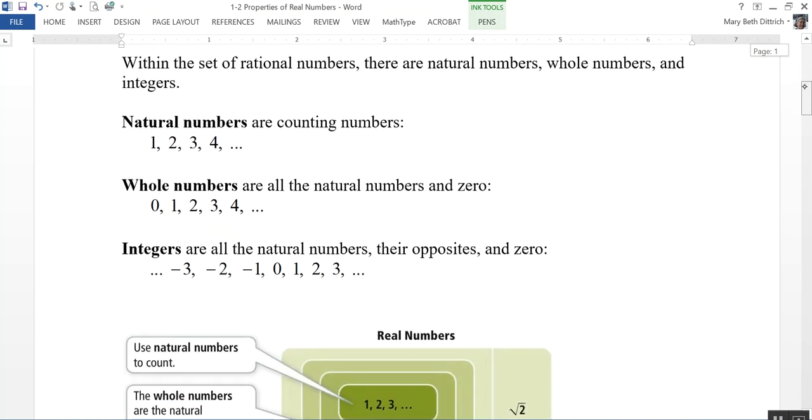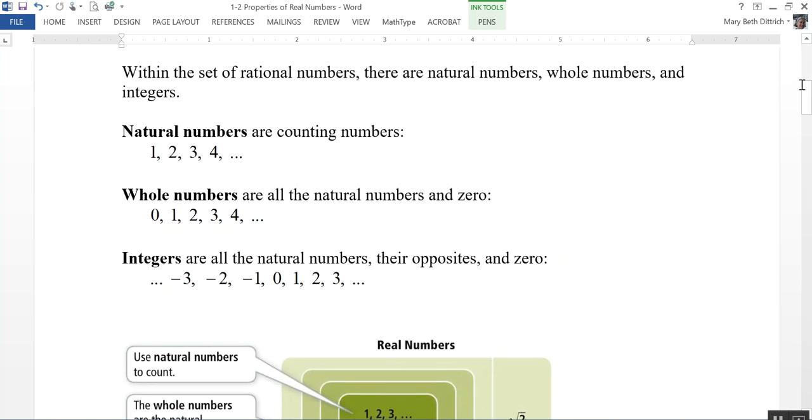Within the set of rational numbers, there are natural numbers, whole numbers, and integers. The natural numbers are the counting numbers, so 1, 2, 3, 4, and so on. Whole numbers contain all of the natural numbers and 0, so starting at 0, 1, 2, 3, 4, and so on. Integers are all of the natural numbers, their opposites, which just means negatives, and 0. So from -1, -2, -3, and on down in the negative direction of the number line, and 0, 1, 2, 3, and on up in the positive direction.